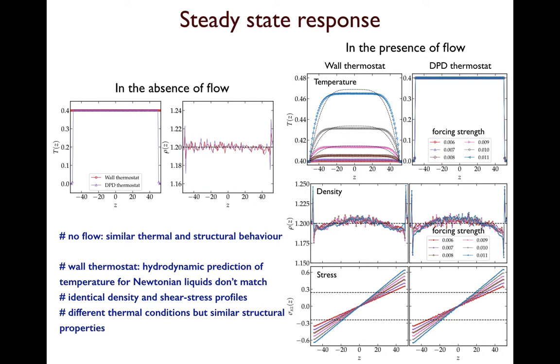First, we try to understand in the case of the two thermostat implementations what happens in the absence of flow. Here we see there is similar thermal and structural behavior. Also, in the presence of flow, in the case of the wall thermostat, as we already discussed, there is a non-uniform temperature variation and there is a uniform temperature variation in the case of the DPD thermostat, while the density and the stress behavior are almost similar in both cases. So here, although there are non-identical thermal conditions, similar structural properties are there.